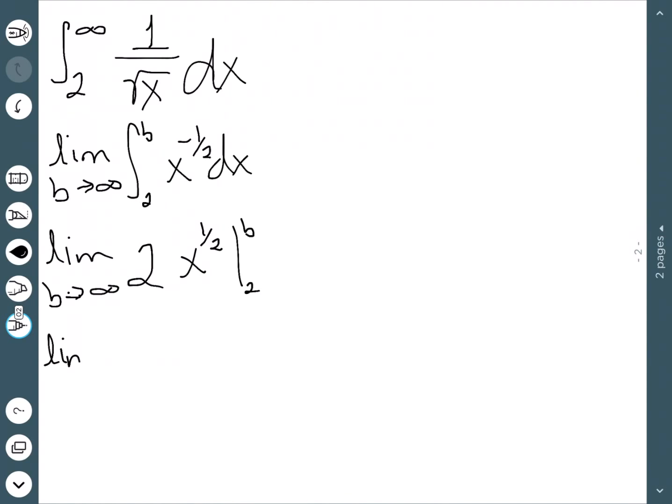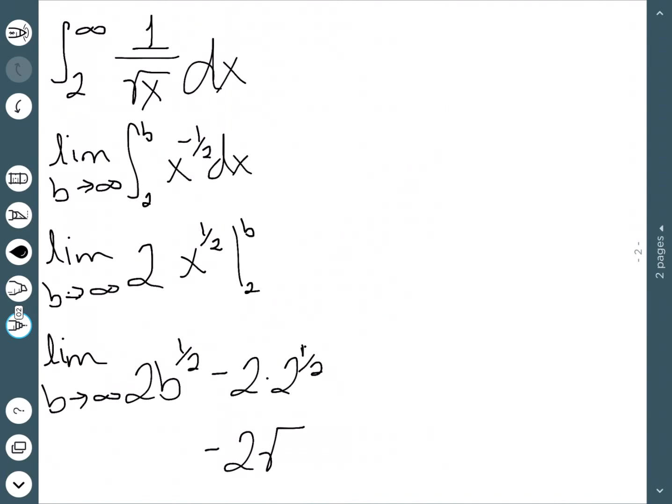So now I have the limit as b goes to infinity of 2 times b to the 1/2 minus 2 times 2 to the 1/2. This number here, the second one, is just 2 root 2. And the first one, well, we need to take the limit as b goes to infinity. The square root of a really big number is still a really big number. So the limit of this thing is actually infinite. So this integral is infinite.